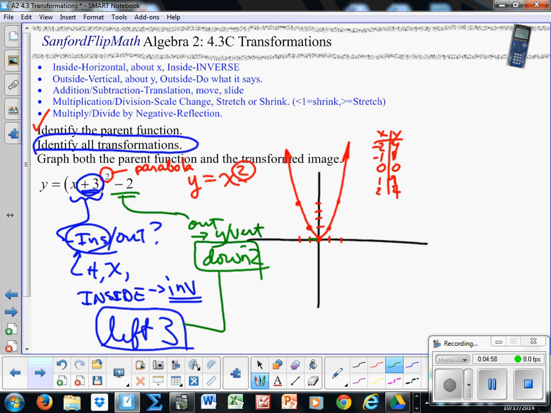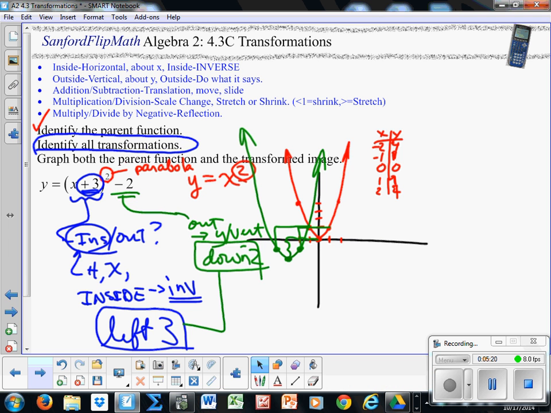I'm going to go left 3 and down 2. That's where the vertex went. I'm going to go left 3 and down 2. I'm going to go left 3 and down 2, etc. And I'm just going to sketch that off of those 3. I think 3 is enough. Okay? So left 3 and down 2.